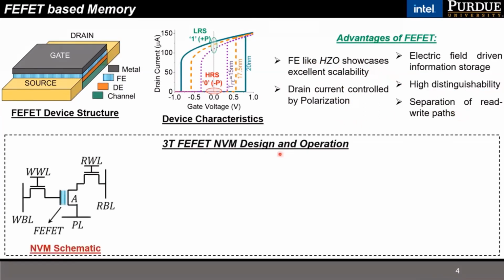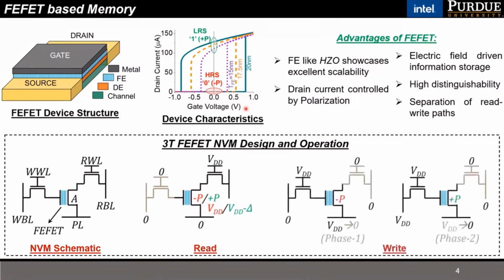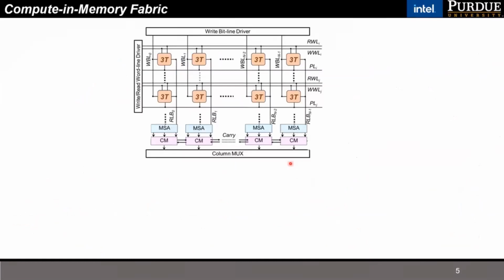Now, in this work, we look at a 3T FET NVM design, whose schematic has been shown here, where we have two access transistors corresponding to the write and read operations. To read, we sense the resistance of the ferroelectric based on the polarization stored in the FE layer. And to write, we use a two-phase operation to eliminate the use of negative voltages. Based on the voltage at the write bit line, we either store a negative or positive polarization corresponding to bit 0 or 1.